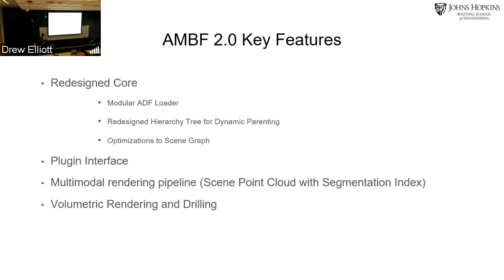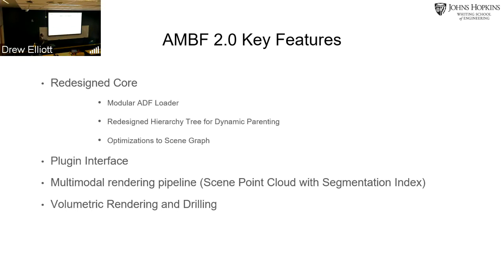In a nutshell, these are the key features of AMBF 2.0 compared to 1.0. We have a completely redesigned core. It's faster, it's better. It supports dynamic parenting, so you can have a description file loaded afterwards that has a parent earlier, or you have a parent earlier and its child is loaded later, so you can mix and match however you want. It wouldn't matter. You can still parent to the right body.